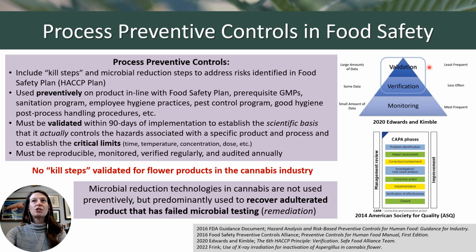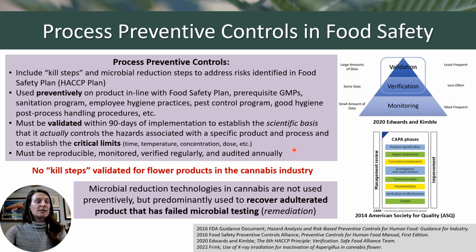And then validation. In the food safety world, validation is very specific. It means you have a preponderance of scientific evidence in studies led by a PCQI, such as myself, that this method is actually controlling the risks that you've identified. And these process preventive controls must be reproducible. You should get the same result every time, monitored by your operators, verified regularly, and audited annually.